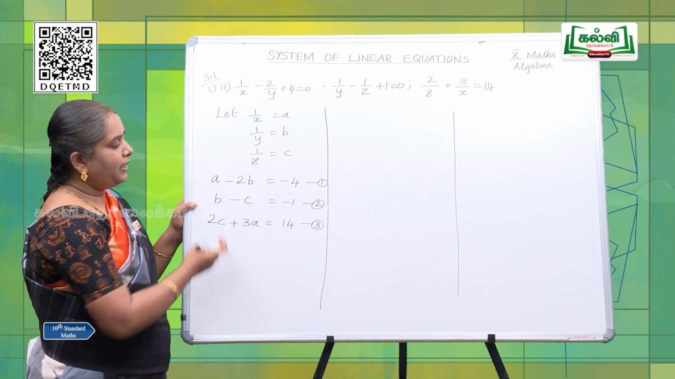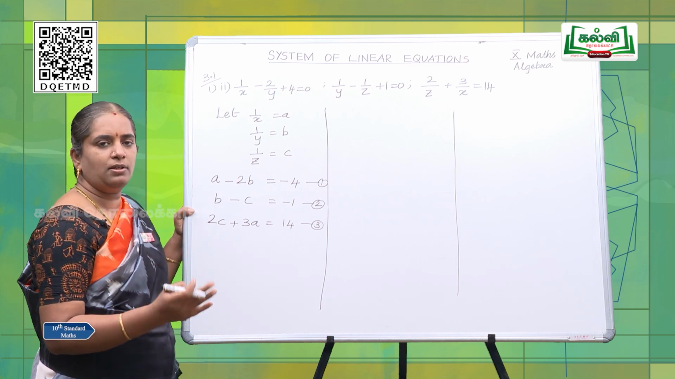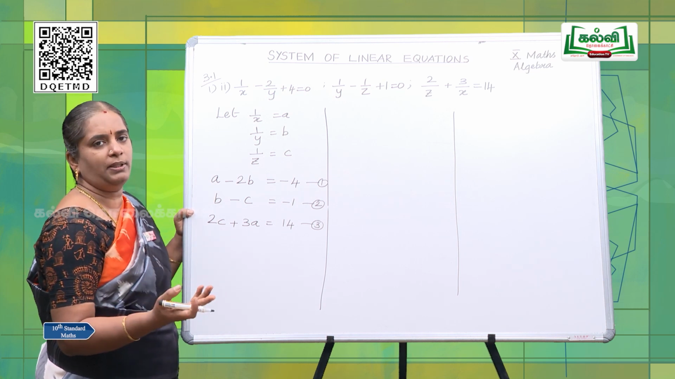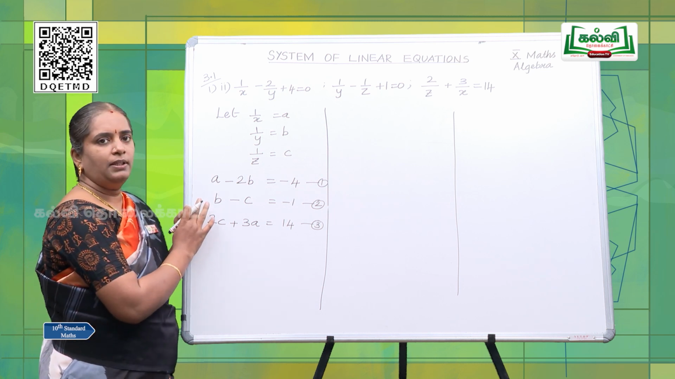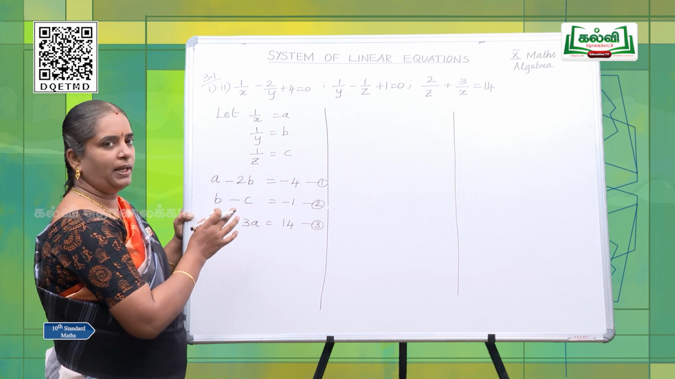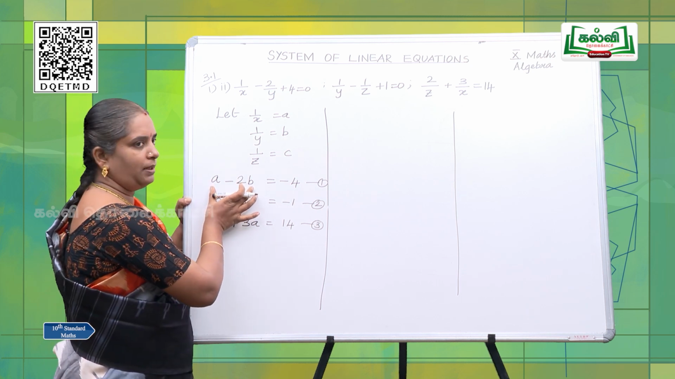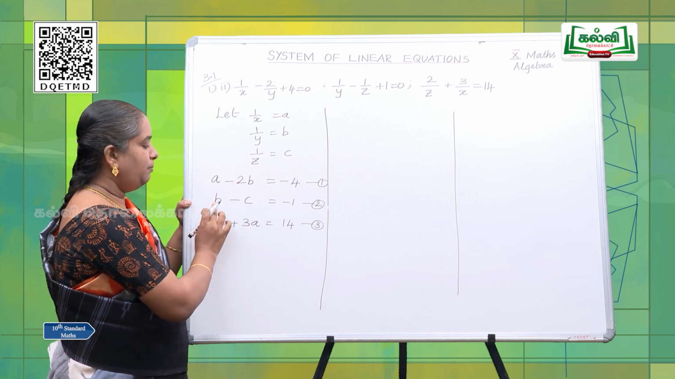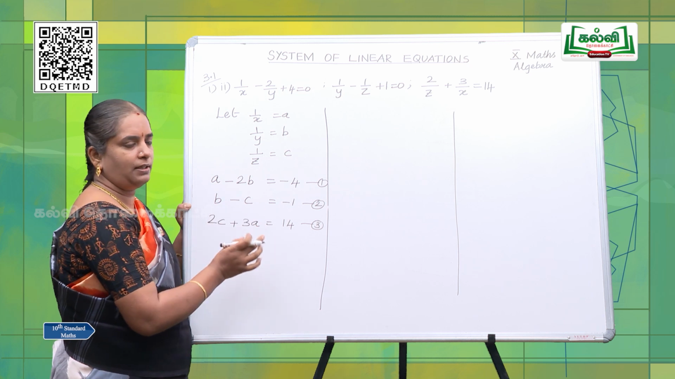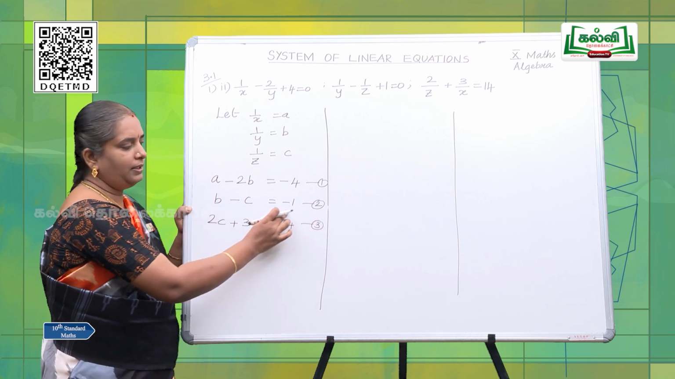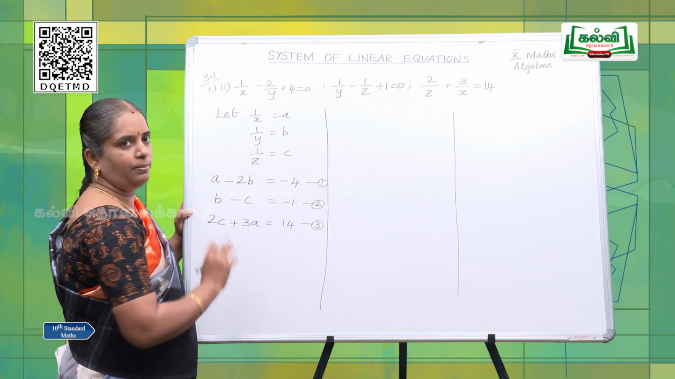Then we can follow, I have already said, either elimination or substitution or any other method to solve these equations. Now, for this sum, it is easier to apply the substitution method, because we have 2 variables a and b here, but here b and c. So, we are going to apply substitution method, that is, we are going to take the second equation as b minus c is equal to minus 1.